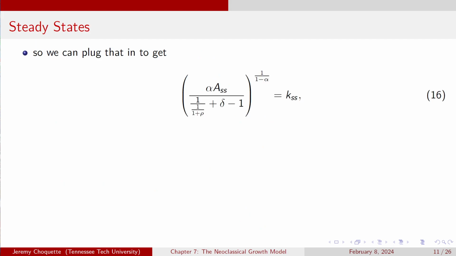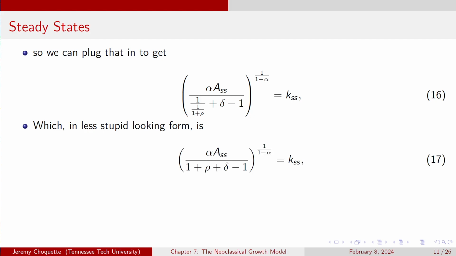So now I get alpha times A over 1 over 1 over 1 plus rho plus delta minus 1, to the 1 over 1 minus alpha. Now, that looks kind of stupid. Maybe a less stupid looking form is something like this, because 1 over 1 over 1 plus rho would just be 1 plus rho. So, okay, now I got alpha times A over 1 plus rho plus delta minus 1, to the 1 over 1 minus alpha, and that's equal to steady state capital.